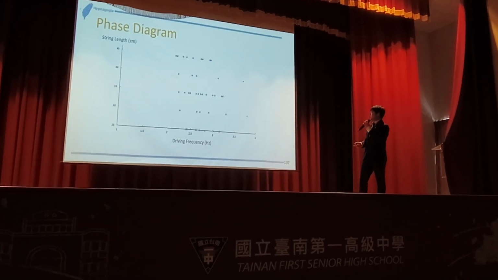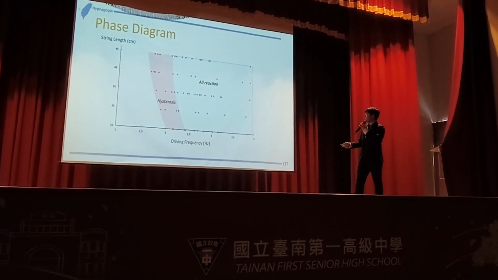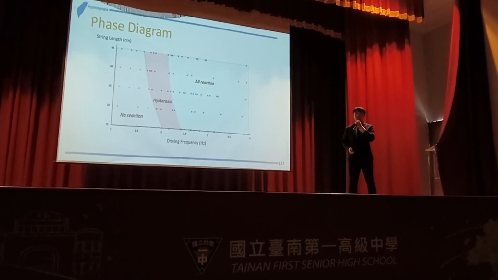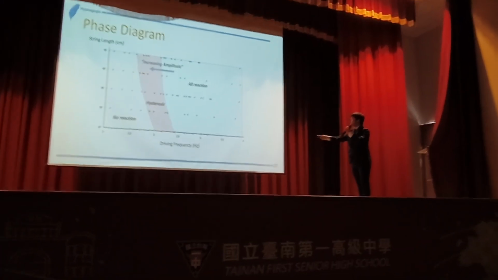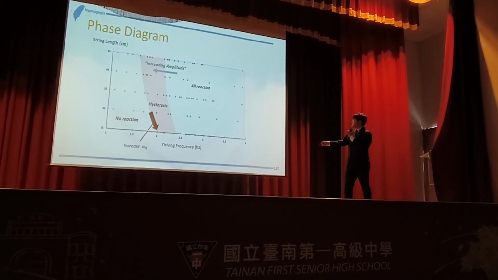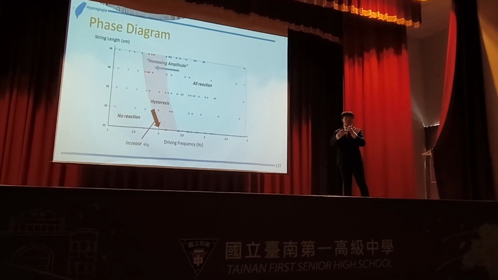Lastly, we can draw a phase diagram with the all reaction, hysteresis, and no reaction regions respectively. We can note an increasing amplitude when we move from this region into this region. Well, this is the increase in the omega zero as we have altered the string length.